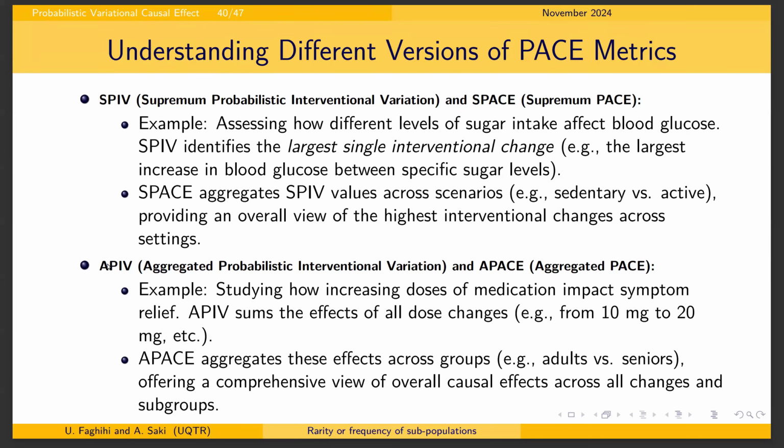And finally, we have aggregated PIV, or APACE. So, studying how increasing doses of medication impact symptom relief, this one sums the effects of all those changes, for example from 10 to 20, and it aggregates these effects across groups, adults versus seniors, offering a comprehensive view of the overall causal effect across all changes in subgroups. So basically, we started from total variation, and we came up with different versions of this. Why? Because as you have noticed in these examples, we have different cases and different problems, so we should be able to use different formulas in order to find the causal effect.